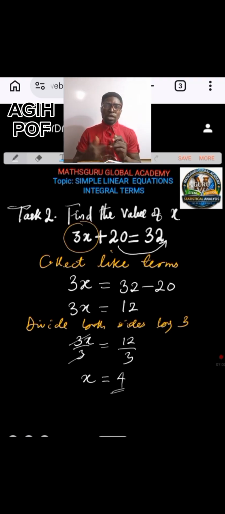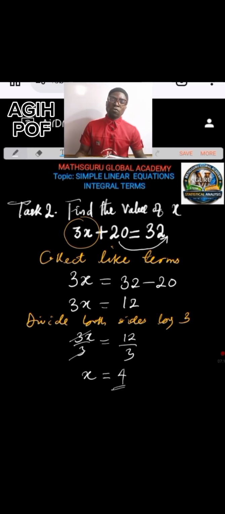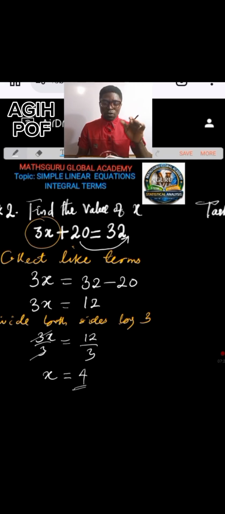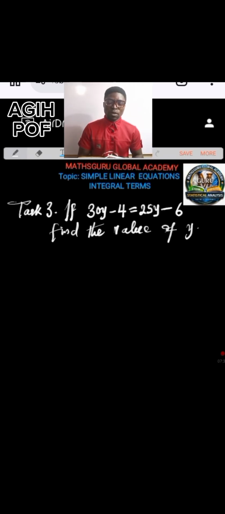If you plug it into the equation, you will definitely have your answer to be equal to 32. You can check that. 3 times 4 will give us 12. And 12 plus 20 will be equal to 32. So this is simply how to resolve questions like this. Let's move on to another example, task 3. You can pause the video and attempt this to see if you can do it on your own.